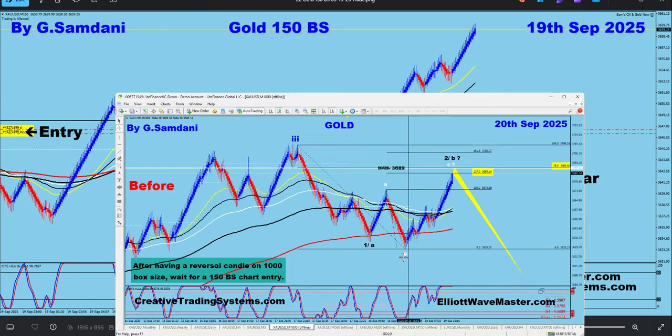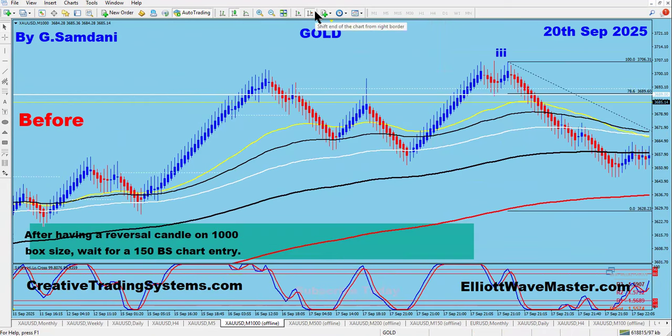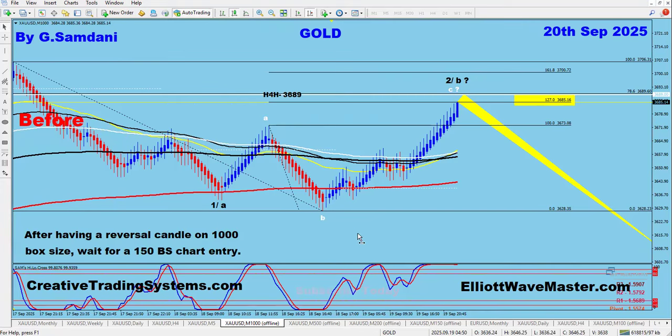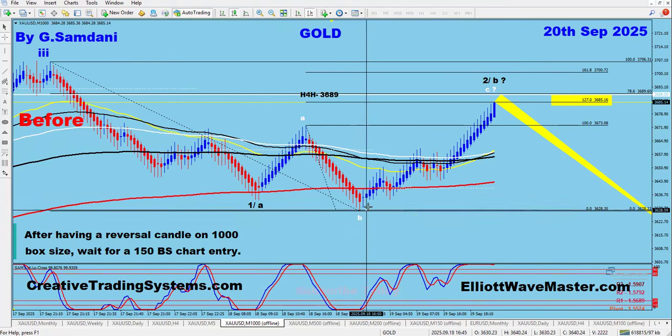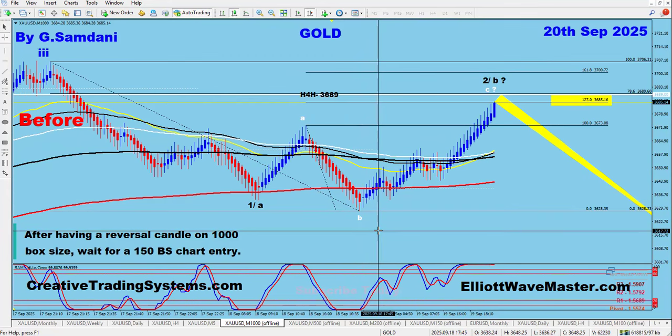Let me show you. This is the chart here. It says that after having a reversal candle on the 1,000 box size, right? So let's say September 19, this is 7 o'clock, and where is the 5 o'clock? We can see 19, this is 6, this is 6, this is 5, this is right there, 450. Let me open up a little bit. Now you see that it started to go up. Forget about that. I'm just going to show you the trade that I took.